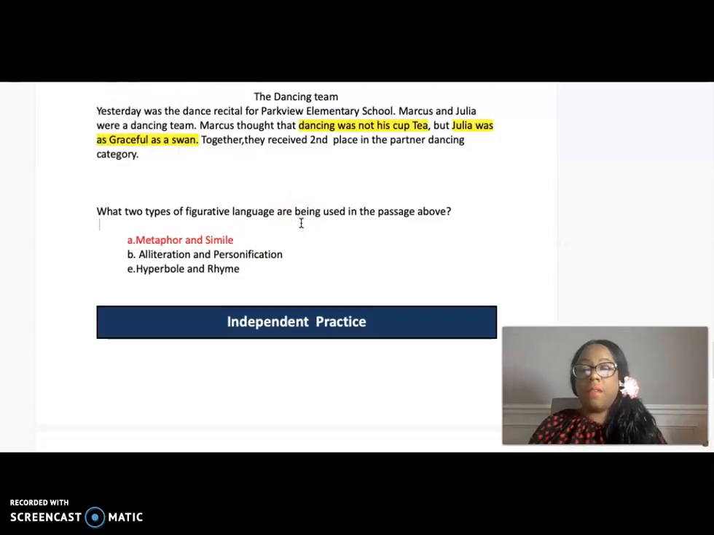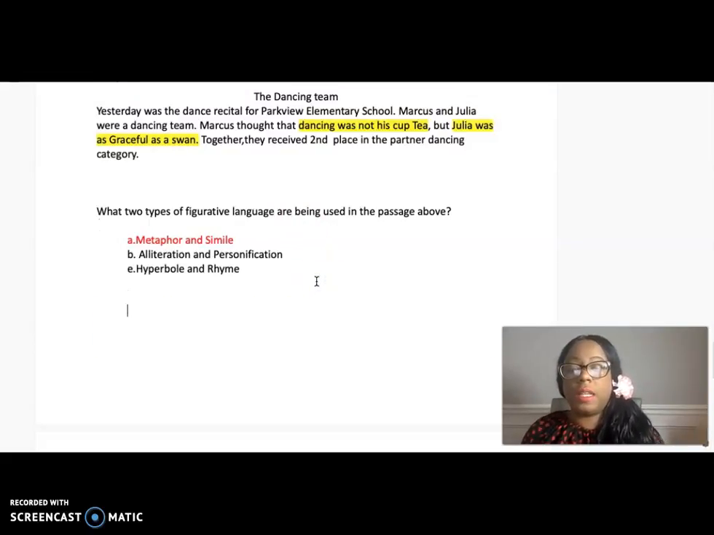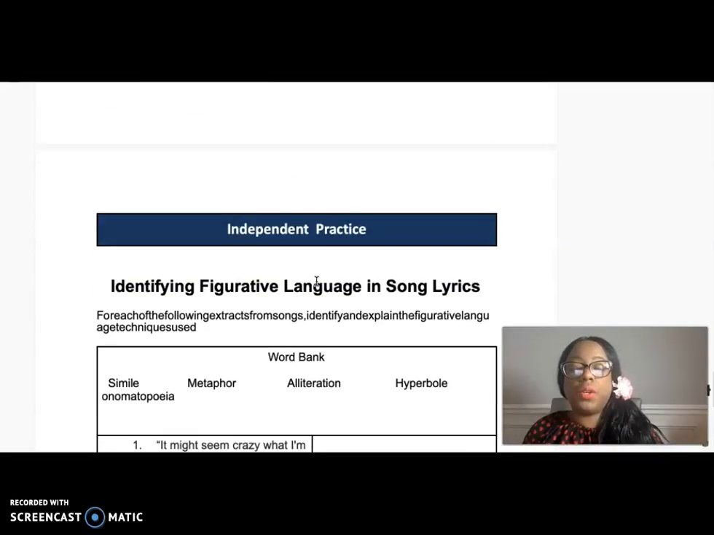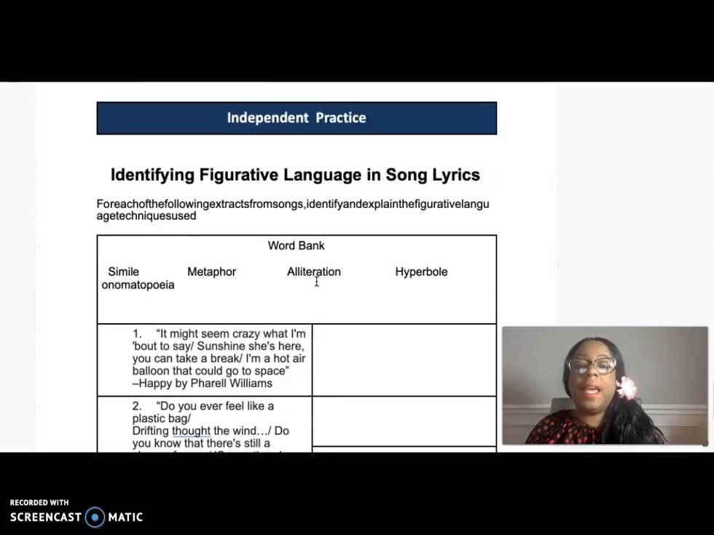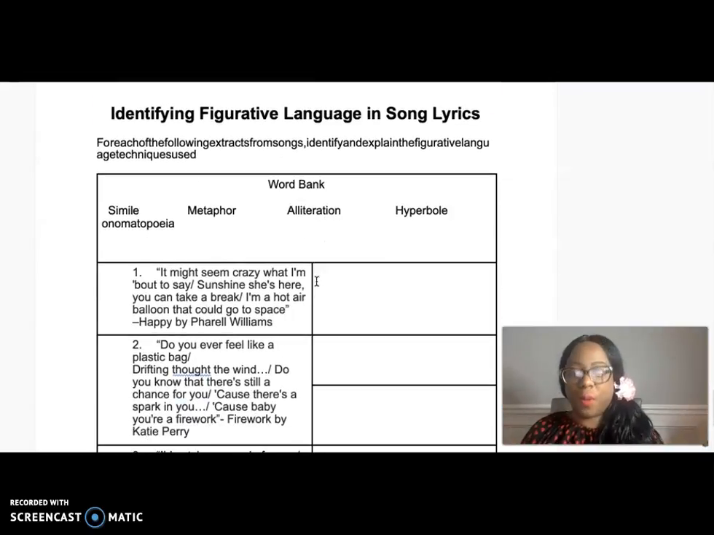So it's time for independent practice, guys. Let's make sure we show what we know when we move on to the independent practice. Make sure you submit your exit ticket and you're all done for the day. Have a great day.